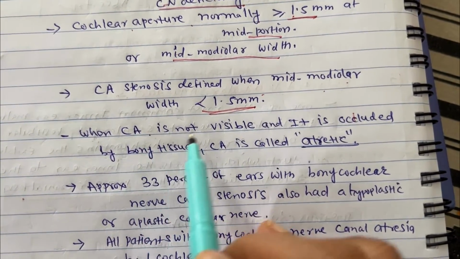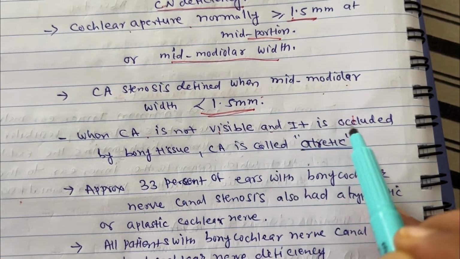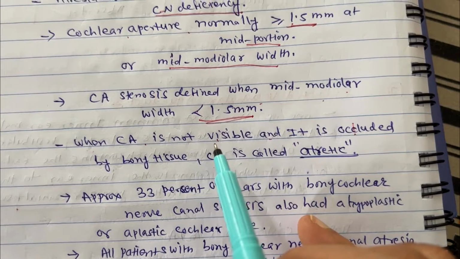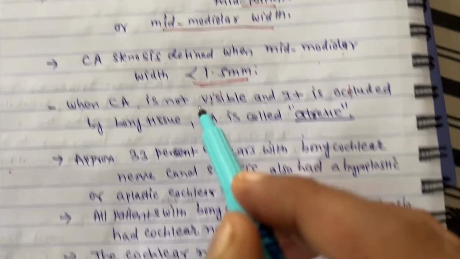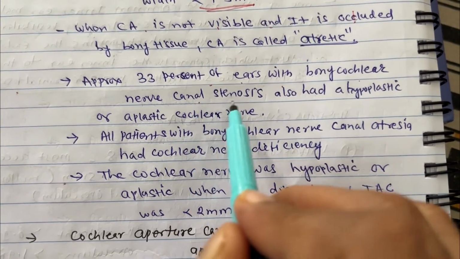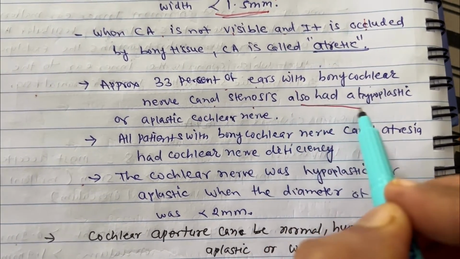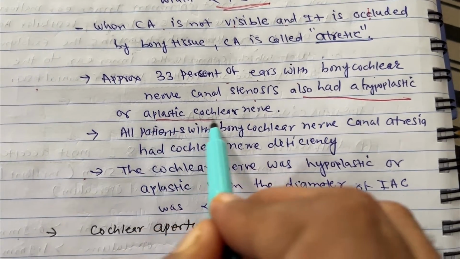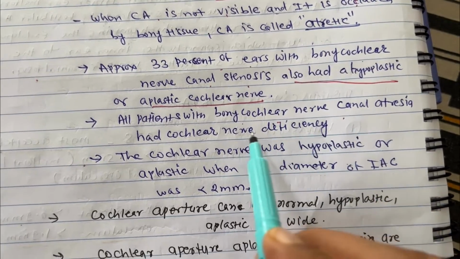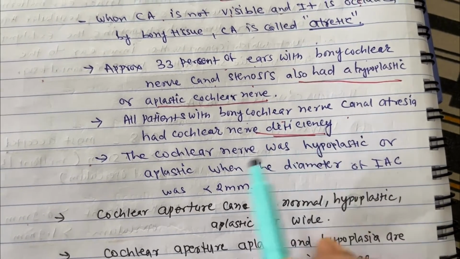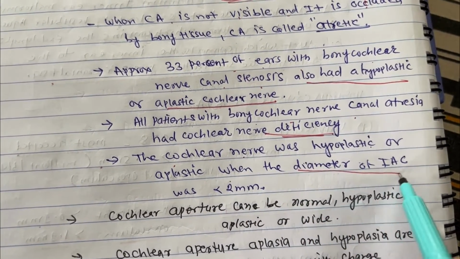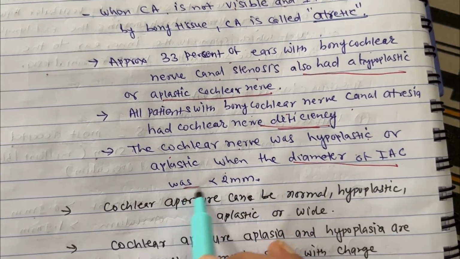When the cochlear aperture is not visible and it is occluded, it is called atretic. The cochlear nerve is absent most of the time. Approximately 33% of ears with bony cochlear nerve canal stenosis also had a hypoplastic or aplastic cochlear nerve. All patients with bony cochlear nerve canal atresia had cochlear nerve deficiency. I already told you, the cochlear nerve was hypoplastic or aplastic when the diameter of the internal auditory canal was less than 2 mm.